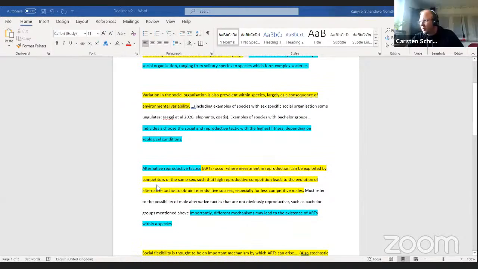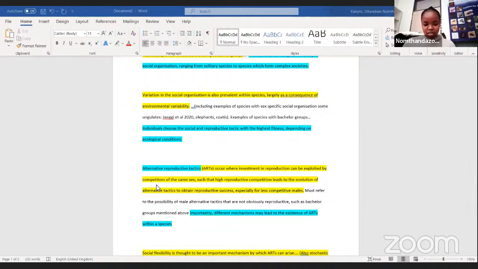And the next one. In the third paragraph, I start off talking about the alternative reproductive tactics. And in the second paragraph, I'm talking about individuals choosing social and reproductive tactics with the highest fitness, depending on ecological conditions. Yes, I think that's good.